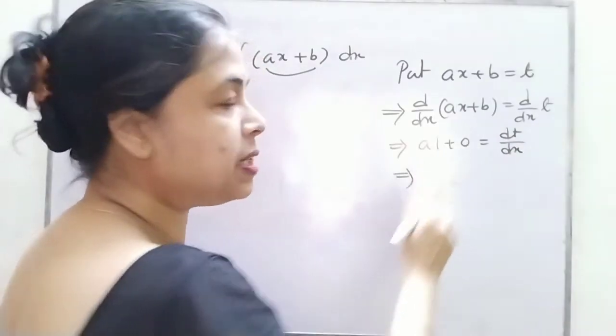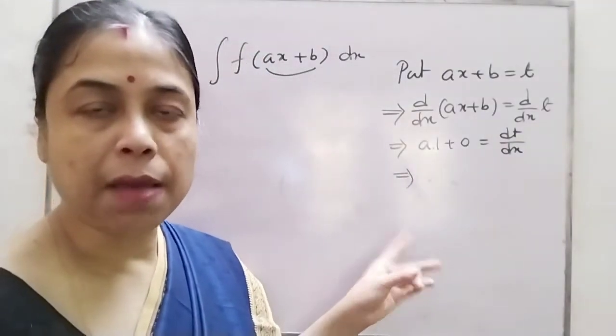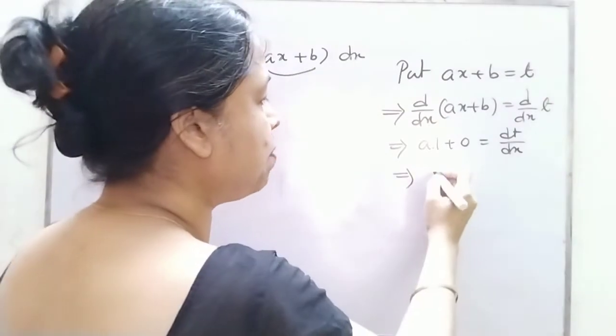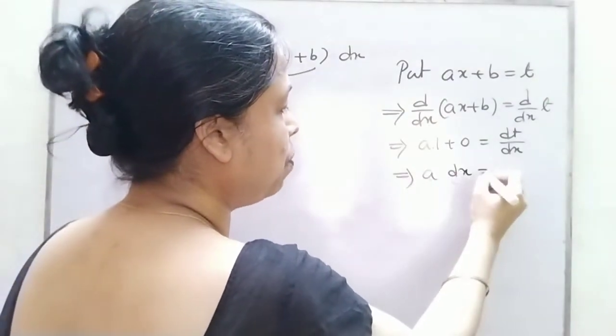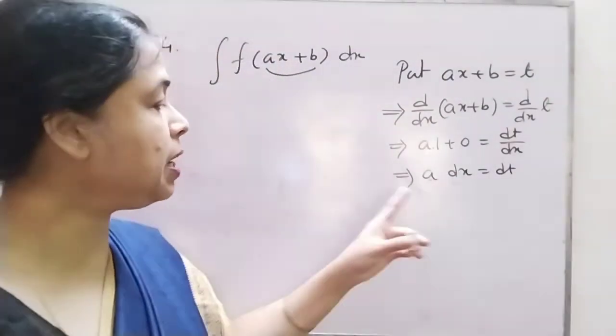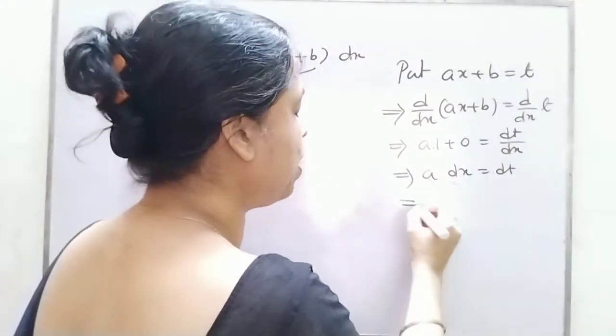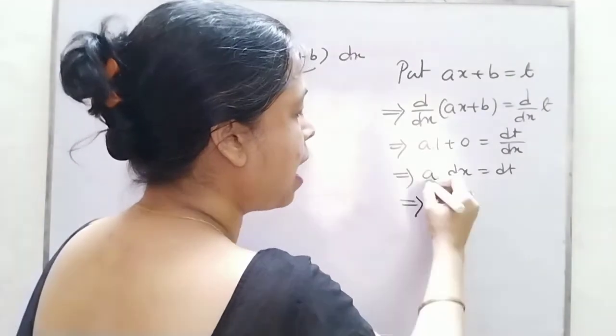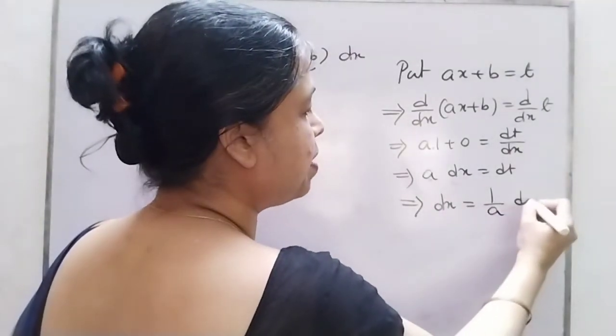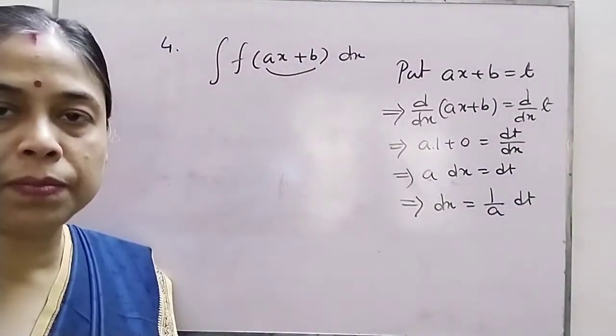Now I can remove this 0, and a into 1 will give you a, so bring this a to the left side. It will give you this one. But you see, in the integrand a is not present, only dx is there. So I'm just going to write down only dx on the left and bring this a to the right side, which can be written as 1 by a dt.